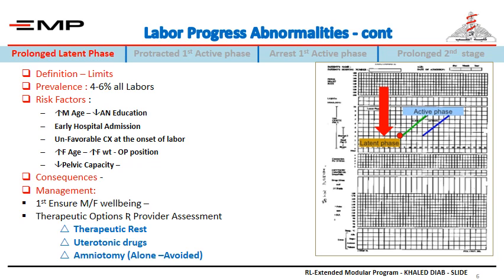Oxytocin is appropriate for women who are well rested or have already received therapeutic rest or have another indication to expedite labor. Details will be discussed in the labor induction and labor augmentation presentation later on. Artificial rupture of membranes alone should be avoided as it is associated with increased cesarean section rates.